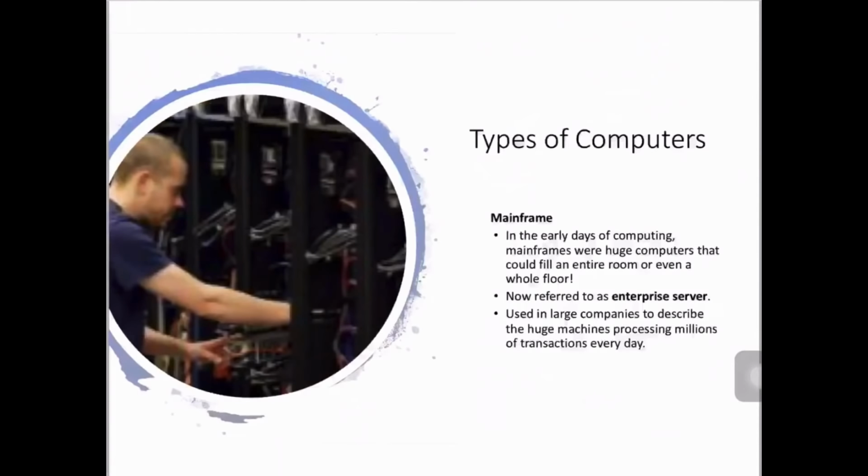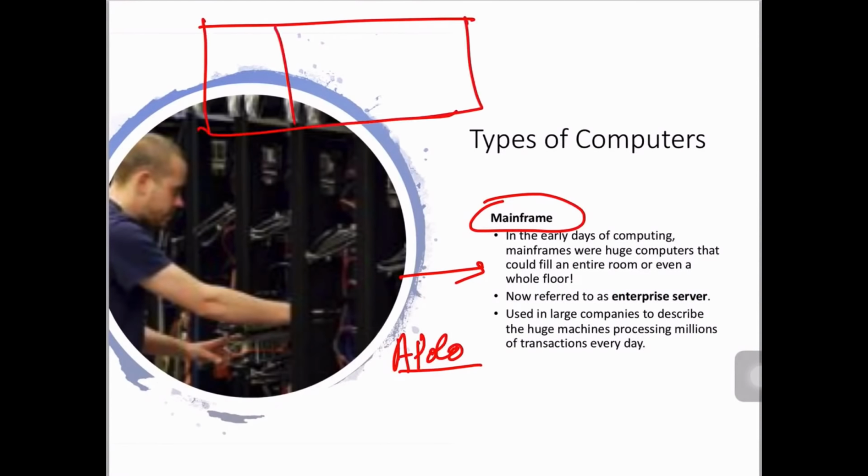Now, mainframes. What are the mainframes? Mainframe is almost an obsolete concept now, but in the early days of computing, mainframes were huge computers that could fill an entire room and even a floor. At the time of Apollo, in the earlier age of scientific discovery, they used one bigger computer which takes the entire room, and it is now referred to as an enterprise server.